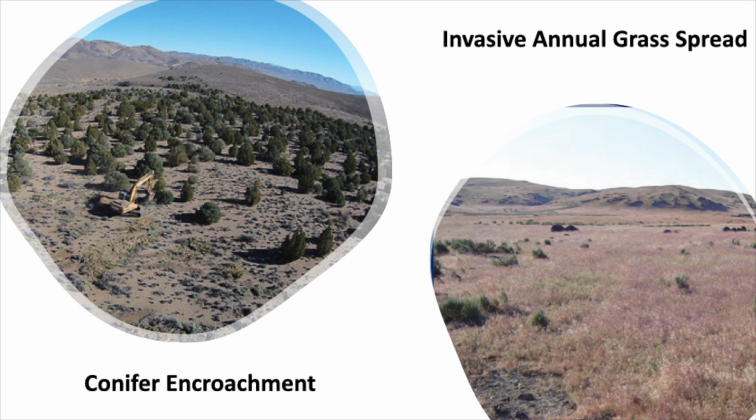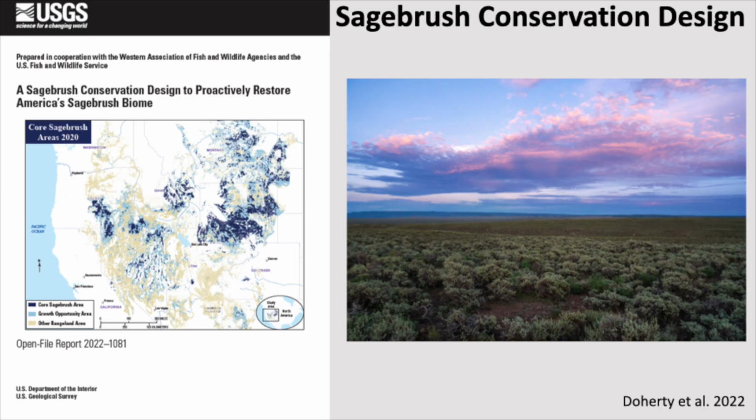So we have two main threats here, conifer encroachment and invasive annual grass threat. And these two threats, combined with some other factors, have led to decreasing quality of the sagebrush biome over time. And they've also led to the development of the sagebrush conservation design. So this was an effort led by multi-agency scientists to come together and try to come up with a proactive plan to restore this biome.